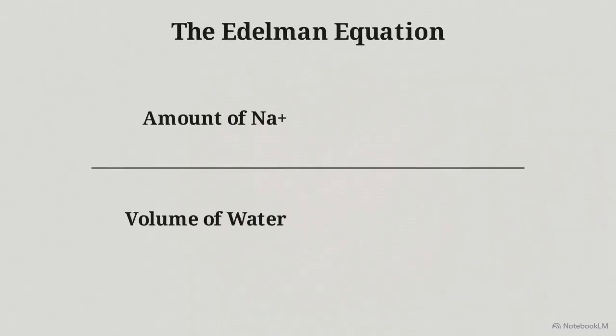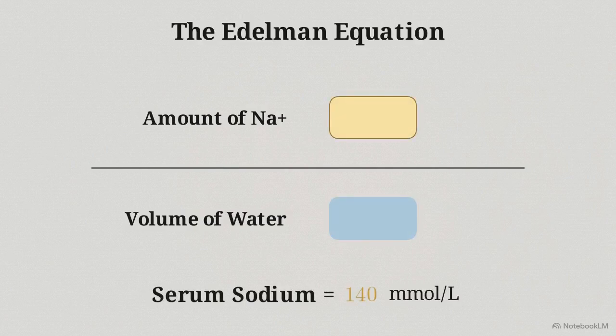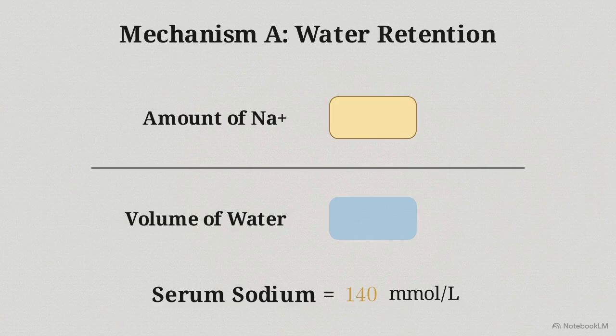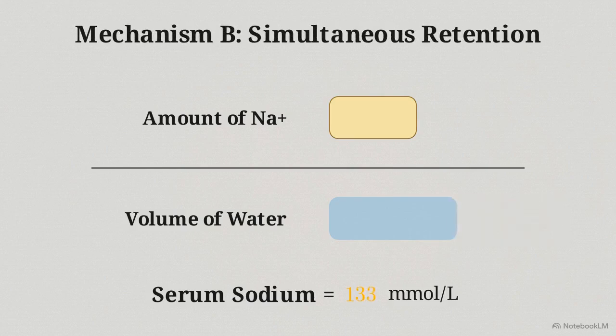Let's check the chart again to see how the fraction breaks down. Mechanism A is water retention. Whether through excessive intake, like a psychiatric condition known as potomania, or an inappropriate secretion of ADH, the water volume denominator expands massively. The overall value plummets. Mechanism B is a simultaneous retention of both water and sodium, typically driven by severe heart or liver failure.